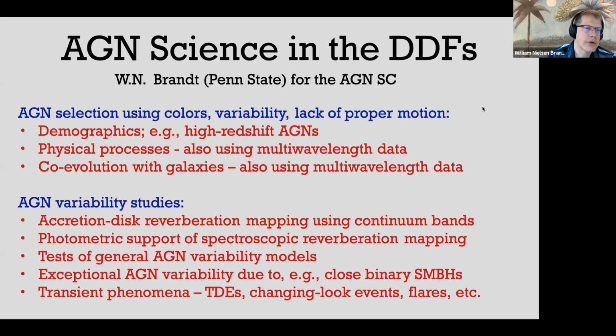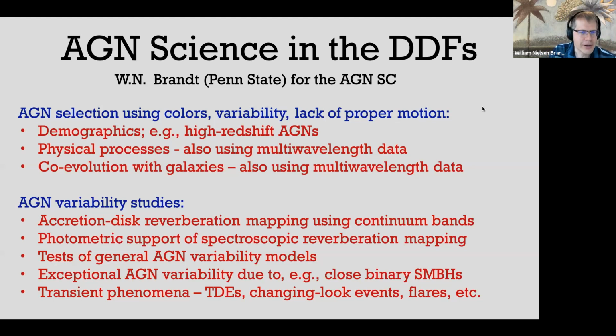We also have a lot of interest in using the Rubin data as a photometric support for spectroscopic reverberation mapping studies, where here we're measuring the size of AGN line emitting regions, and we can use this information to derive supermassive black hole masses. We're also interested in testing general AGN variability models, and then we're interested in exceptional examples of AGN variability. For example, due to close binary supermassive black holes, there have been some candidates for such systems put forward. We'd like to investigate such things further.